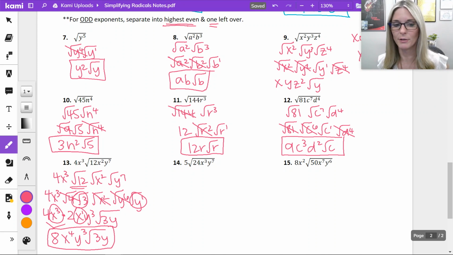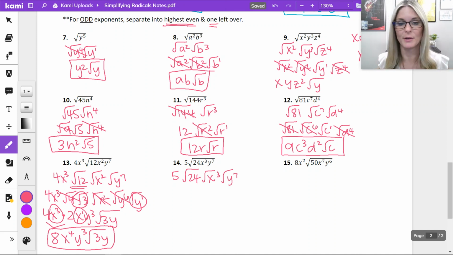Let's try again with number 14. There's a 5 outside. We have a square root of 24, x cubed, y to the 7th. Separating each piece so I can get to work. Letting 5 chill. Let's talk about 24. Perfect square factors of 24: 4 times 6. Can I do any better? So 4 and 6. X cubed.